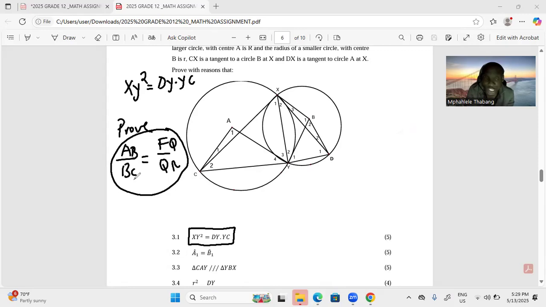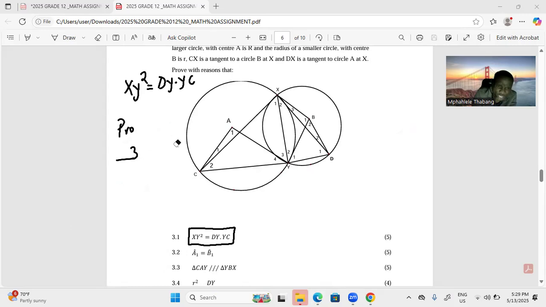equals DY times YC. So let's come to the diagram on the question and say, this guy is talking about XY. Where is XY? This is XY. He talked about DY. Where is DY? This is DY. He talked about YC. Where is YC? This is YC.